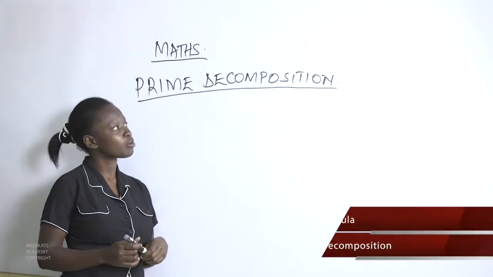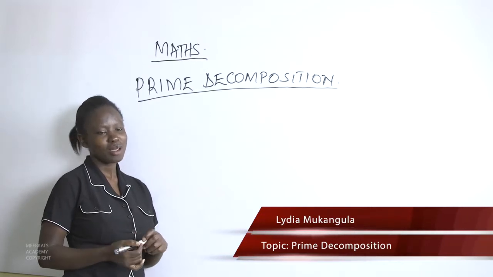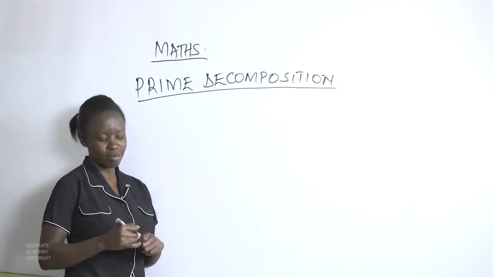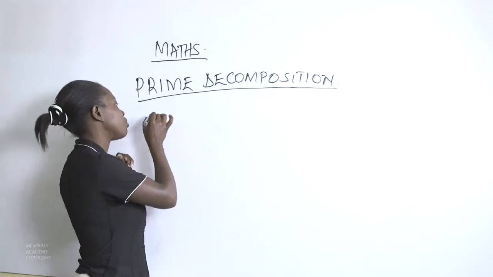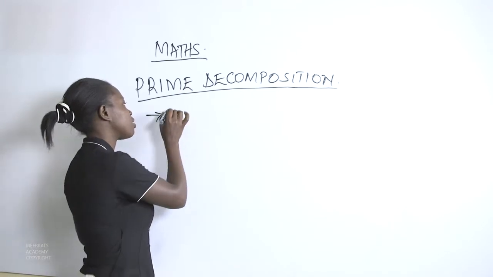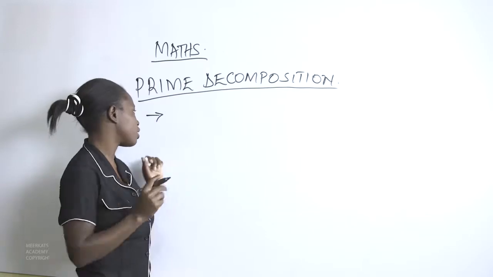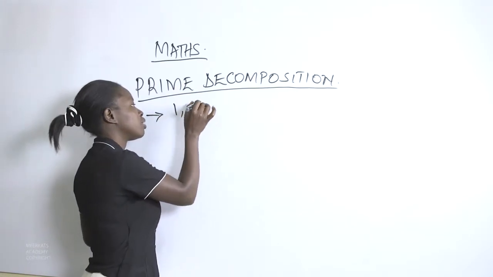Welcome to today's lesson. We are going to look at prime decomposition. Previously we had looked at prime numbers. We simply said that prime numbers are numbers that have only two factors, that is 1 and itself.